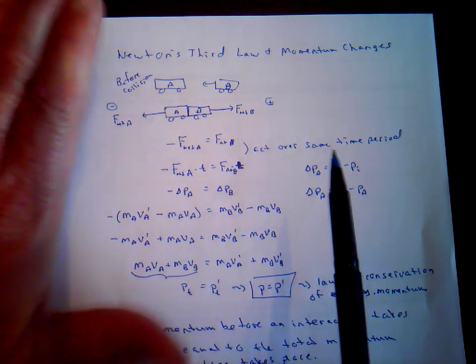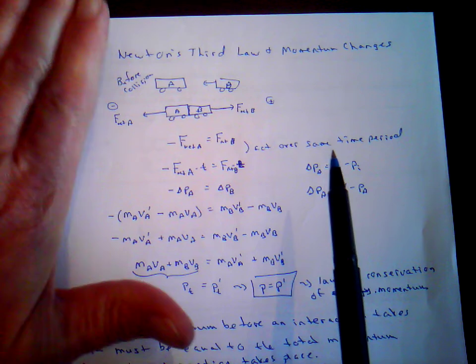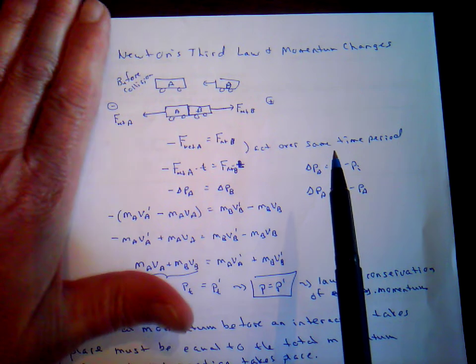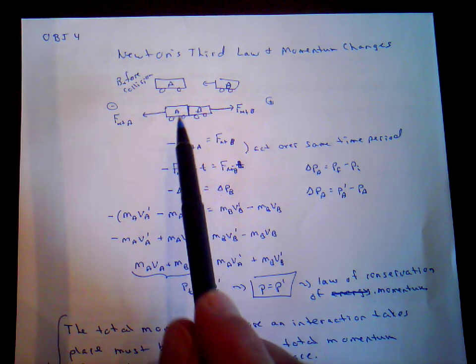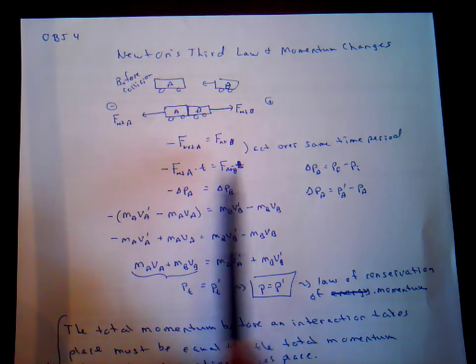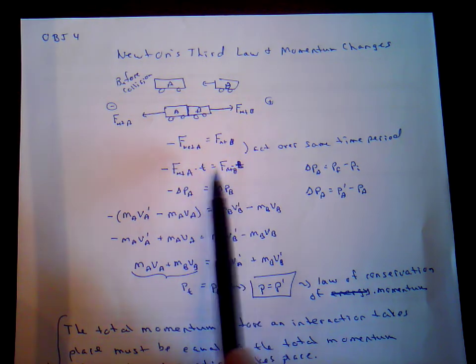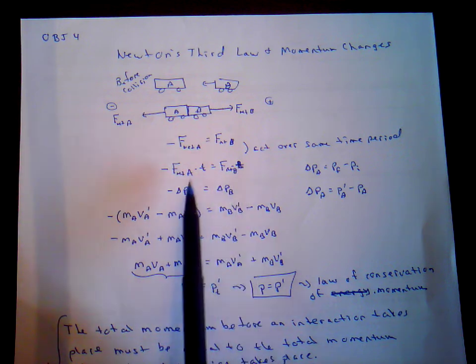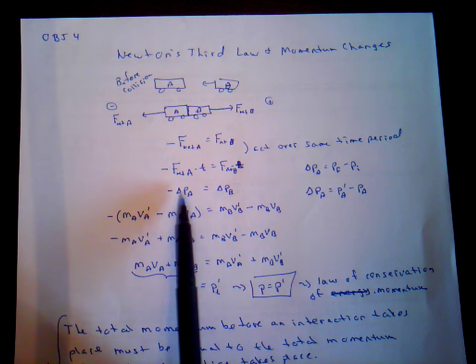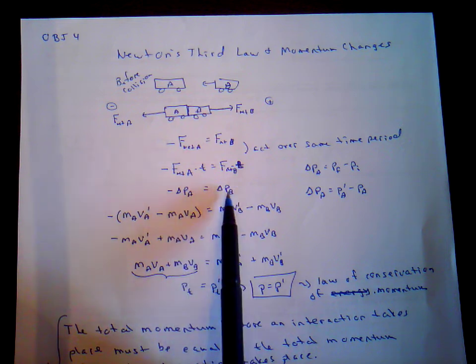Those forces act for the same period of time. My hand applies a force to the table for the same time the table applies a force to my hand. When 2 carts collide, they are in contact for the same amount of time. If we multiply both sides of the equation by time, we still have an equality. Both sides are still equal. But impulse, net force times time, is also called change in momentum. So this is negative change in momentum of A is equal to change in momentum of B.